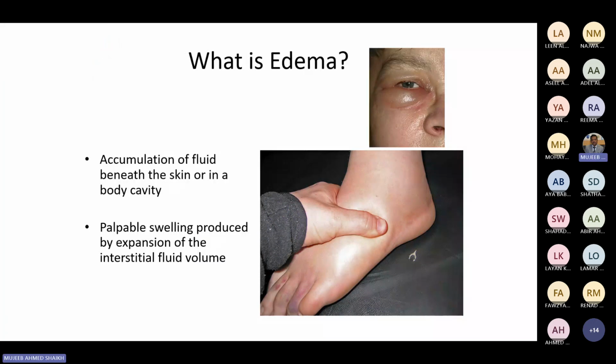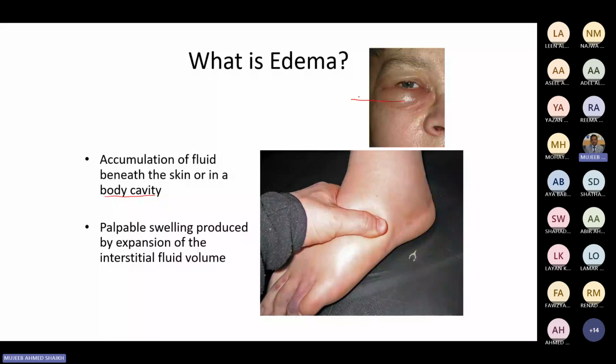Okay, what does edema mean? Edema means accumulation of fluid below the skin or in and around the cavities, like pleural effusion, pericardial effusion, or peritoneal effusion, peritoneal fluid. All these are examples of accumulation of fluid.